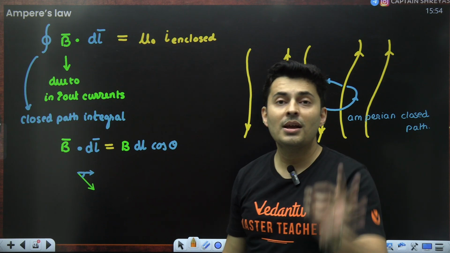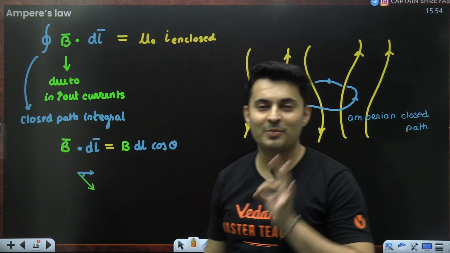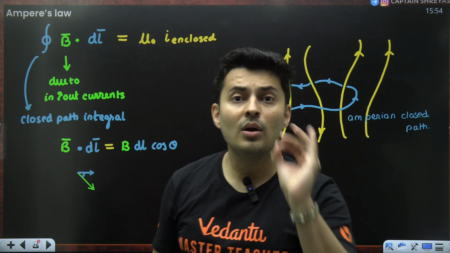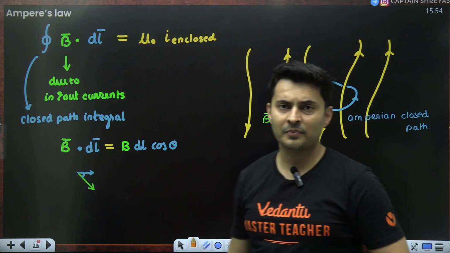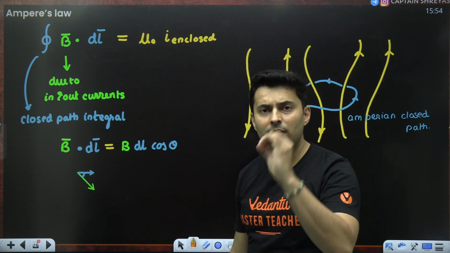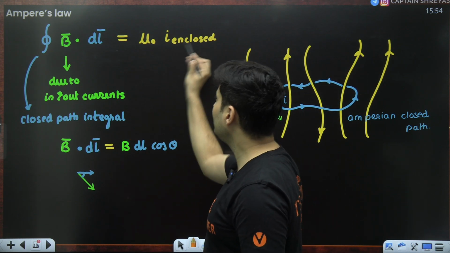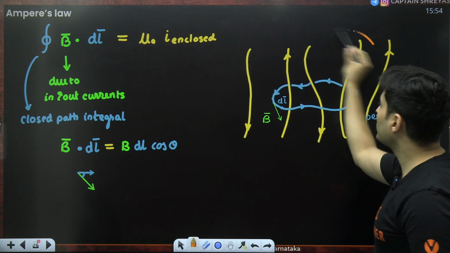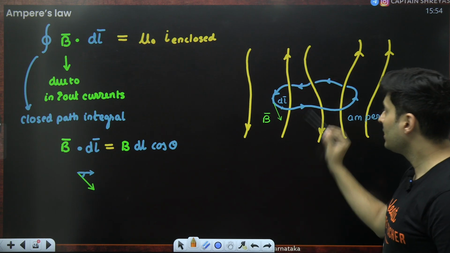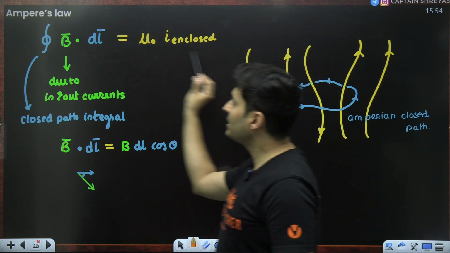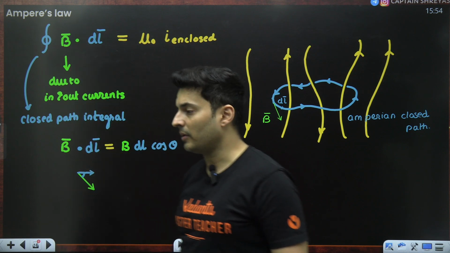What is mu naught? Permeability of free space. What's the value of it? 4 pi into 10 to the power negative 7. So 4 pi into 10 to the power negative 7 into the enclosed currents. The currents which are within this particular loop are called enclosed current. This is called your Ampere's law.